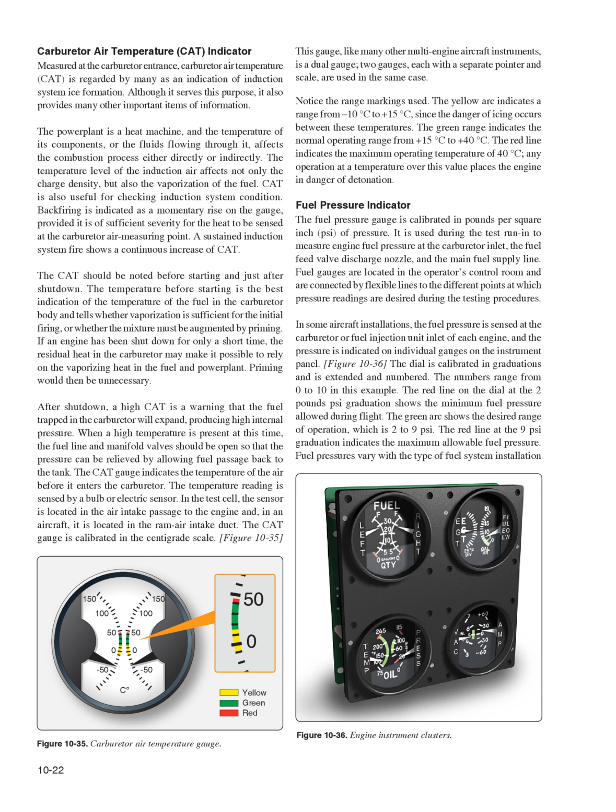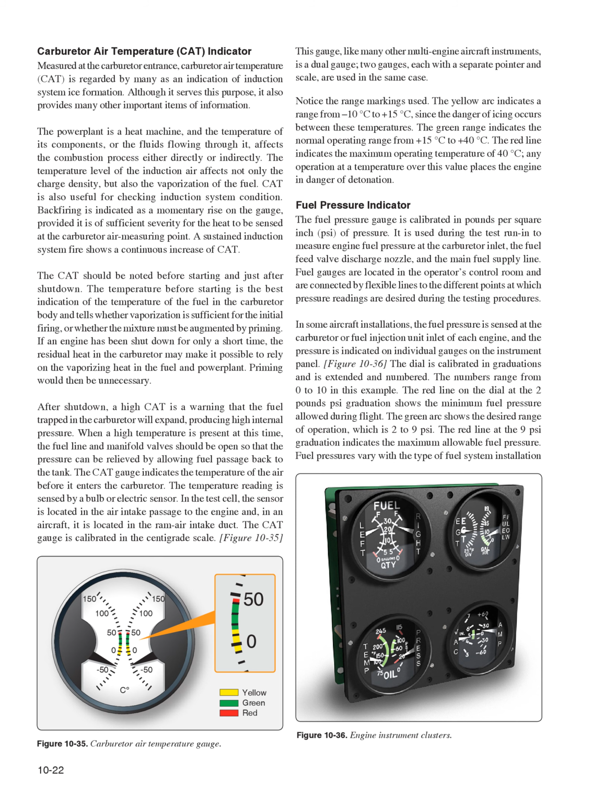In some aircraft installations, the fuel pressure is sensed at the carburetor or fuel injection unit inlet of each engine, and the pressure is indicated on individual gauges on the instrument panel. In Figure 10-36, the dial is calibrated in graduations and is numbered. The numbers range from 0 to 10 in this example.